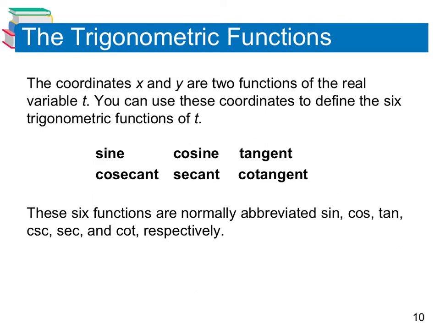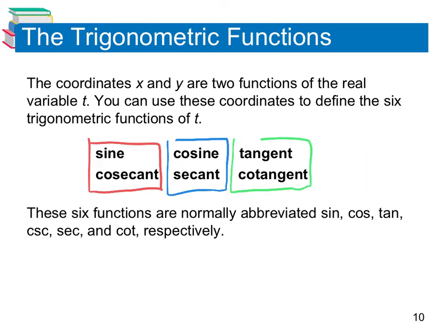So we have sine, cosine, and tangent. Sine goes along with cosecant, they're reciprocals of each other. Cosine goes with secant, and tangent goes with cotangent. Along with sine, cosine, and tangent, we're introducing 3 more trig functions: cosecant, secant, and cotangent. Sine and cosecant are reciprocals, cosine and secant are reciprocals, and tangent and cotangent are reciprocals. We'll go over on the next slide how exactly they are reciprocals of each other.